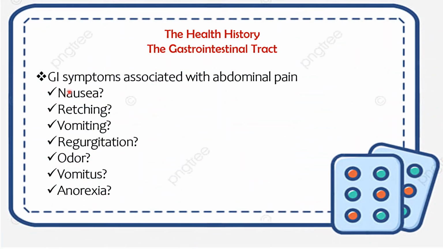Okay, the following are the gastrointestinal symptoms that are associated with abdominal pain. There, you can check if there is nausea. So what do you mean by nausea? This is often described as feeling sick in my stomach, and it may progress to retching and vomiting.